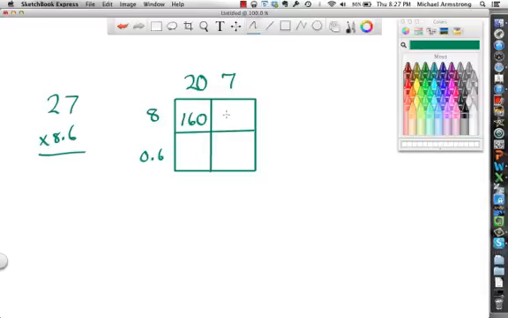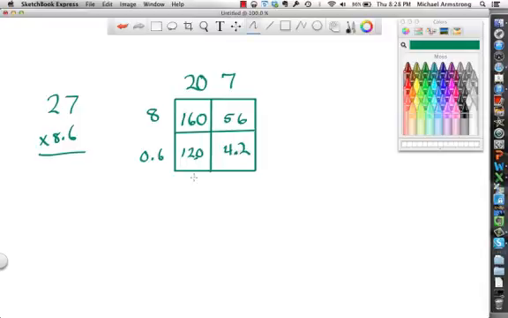8 times 7 is 56. There we go. 20 times 6, well, 2 times 6 is 12. Add that 0, but then I have to, see, there's this decimal place. If I multiply by 10 and then divide by 10, I put that decimal, so it's 12.0. Okay, and then 7 times 6 is 42, and I multiply by 10 and then divide by 10 to get that decimal place back in.